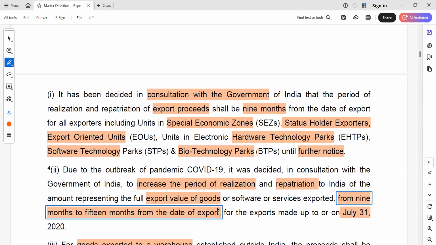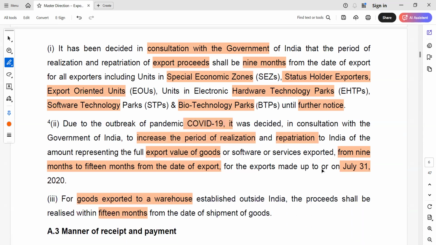Now this point is not that relevant here because this was only for exports made up to 31st July. So for all the exports up to 31st July, it was valid that the realization period is 15 months due to COVID. So now this is not required that much.